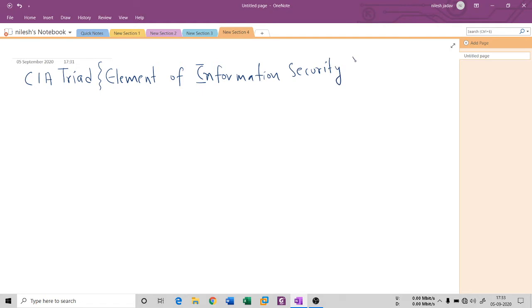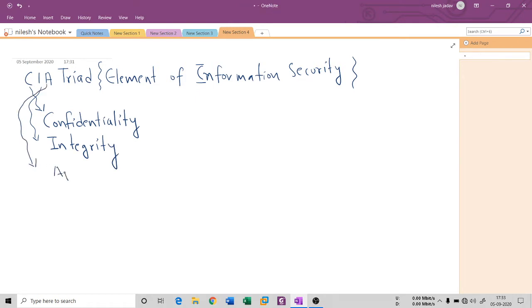Now, sir, what is this CIA? Well, basically, the C stands for confidentiality here. In layman's terms, confidentiality. I may be wrong in my spellings. Then I have I for integrity, and for the A, it is availability. So these three things make a triangle, a triad, okay, CIA. The whole of information security is based on these three things: confidentiality, integrity, and availability.